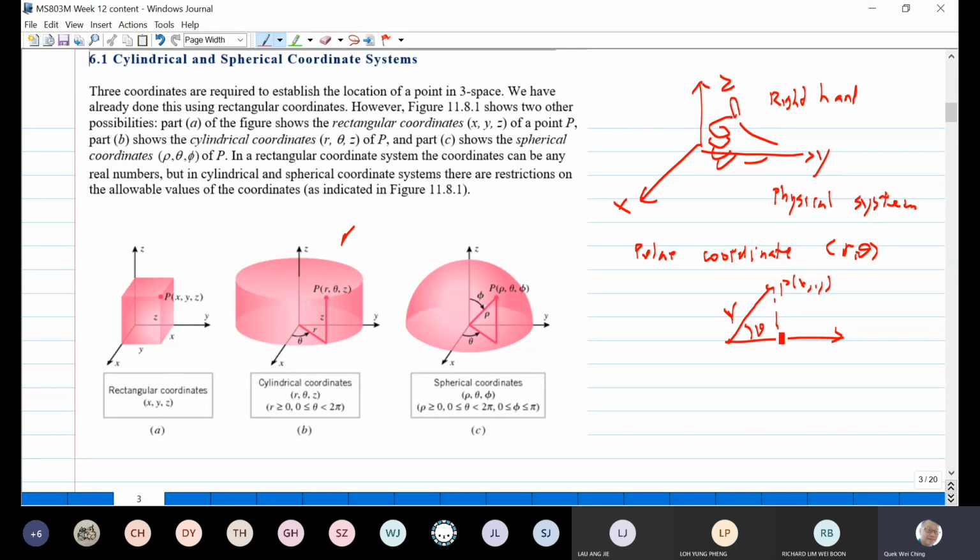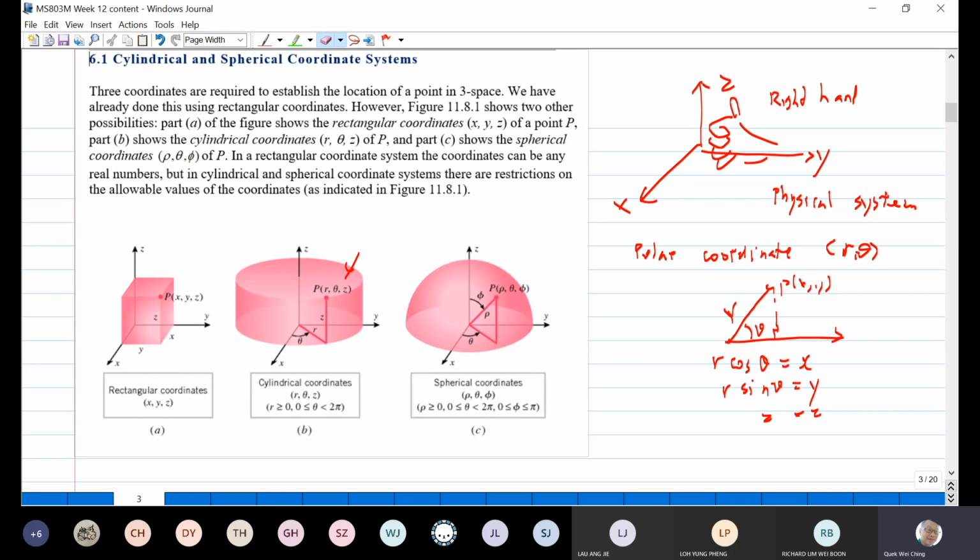Using this, we know what r is now. r cosine theta is actually your x here. r sine theta is actually your y. Now they just put an additional z in there. So z is still z in the point x, y, z. So this is polar, and this is the cylindrical coordinate system. There's r, theta, z, an extra z now for the third dimension.